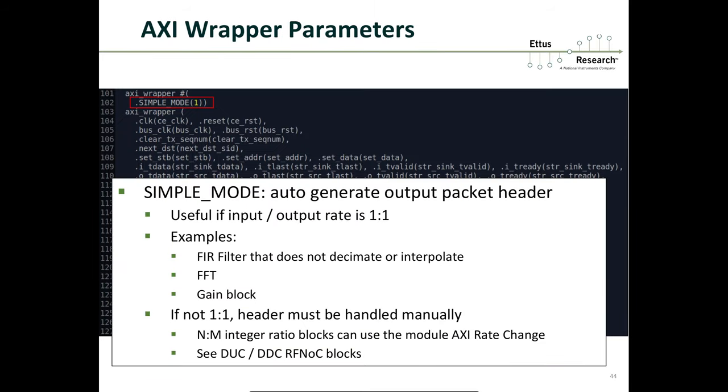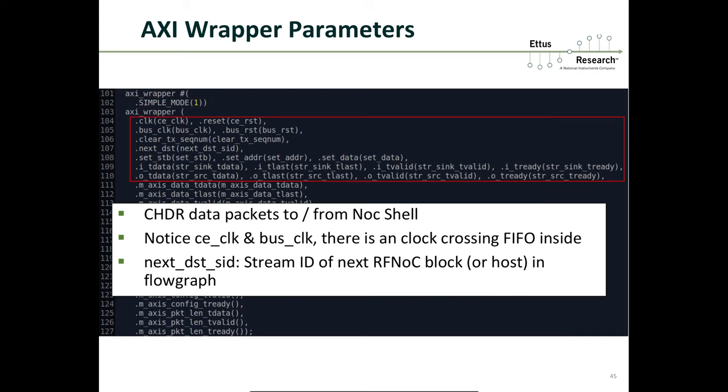So now let's take a look at the AxiWrapper instantiation in our code, starting at line 101. We can see at the top there's that parameter simple mode that we went over. Next, we have connections that go to NoC shell, and we also have the bus clock, CE clock connections, a clear TX sequence num, next destination stream ID, as I brought up just a few moments ago. And we have our input and output stream sink and stream source CHDR data AxiStream interfaces.